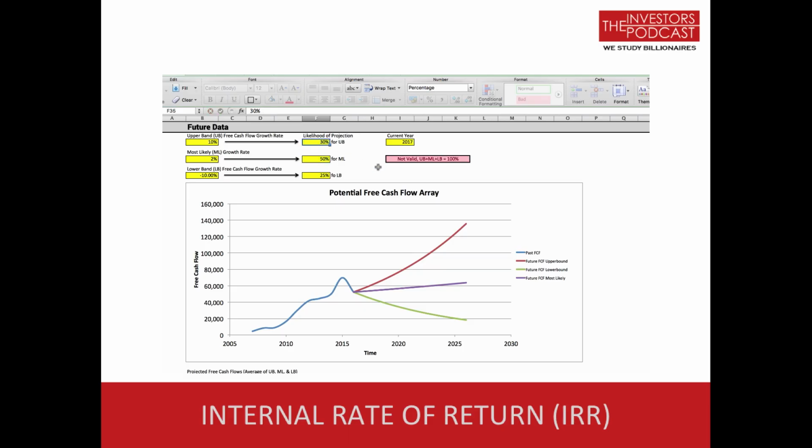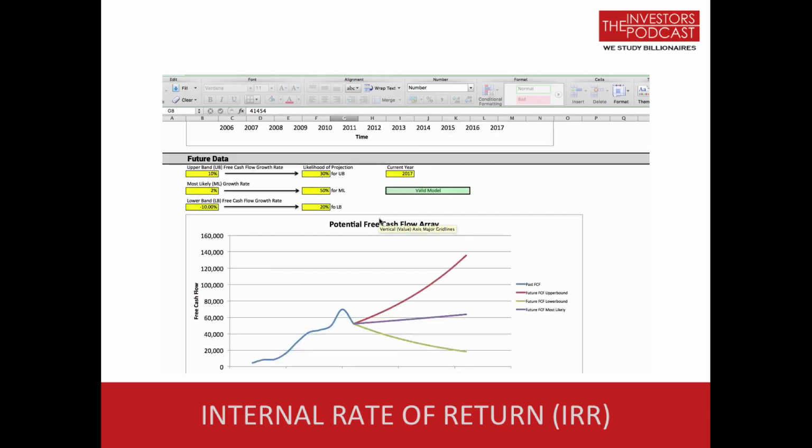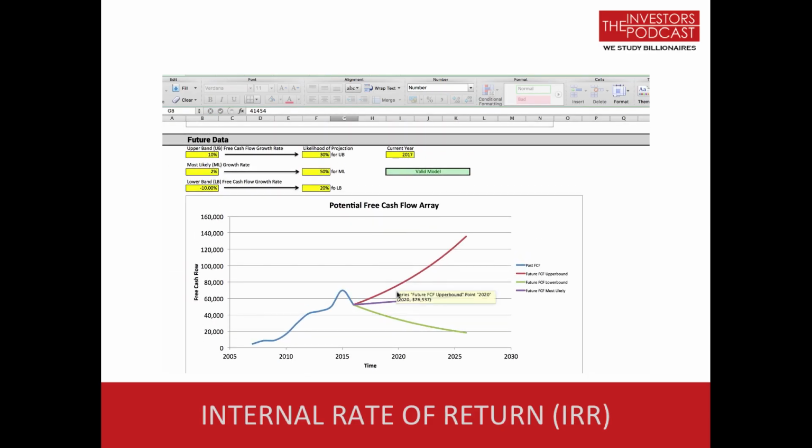Now, when I put 30% in there, you're going to notice that this automatically turned red. It said not valid. Upper band plus most likely plus lower band has to equal 100%. So what it's saying is you have to make sure all of these add up to 100%. So if I make that top one 30, this one now has to be 20%. Or I would have to adjust the middle one.